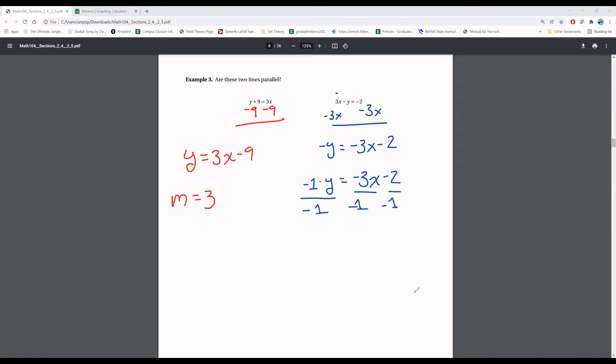Negative 1 and negative 1. Dividing by negative 1 has the effect of flipping the sign. Right? Division by 1 doesn't change anything, but that negative is going to change the sign. So negative divided by negative becomes a positive. Positive 3x. Same here, negative divided by negative becomes a positive. That becomes a positive 2. By inspection again, slope here is 3. So since we have the same slope, they are parallel.